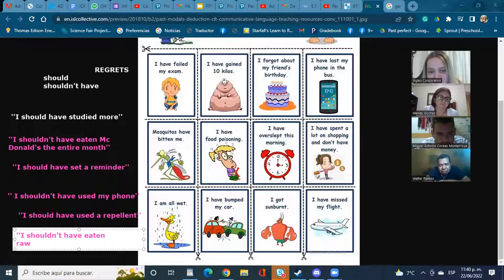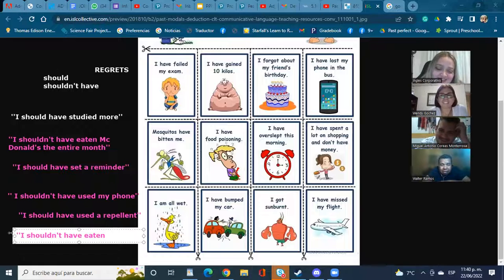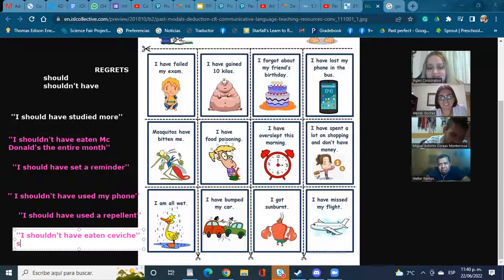I shouldn't have eaten raw meat. I was thinking, how do you call this thing? I shouldn't have eaten ceviche. Yeah, one day I ate ceviche and I got food poisoning. Terrible. Maybe it was dirty. I don't know. I shouldn't have eaten shells. Conchas, okay, shells. Or raw meat.